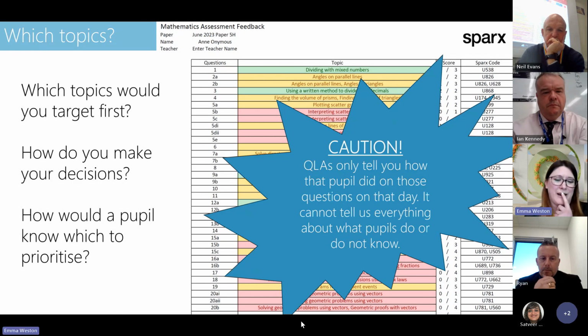I'm wondering if I'd be able to guess who put on rearranging formula, understanding area and volume, shape and knowledge. So where we're thinking about that kind of broader approach to tackling things that are going to cover multiple questions. And then we've got some suggestions for specific topics: angles on parallel lines, scatter graphs as a quick fix, and direct proportion. So we've got a few different approaches there.